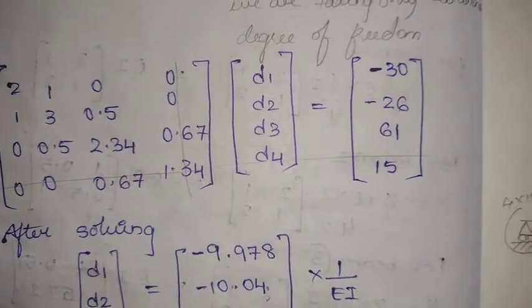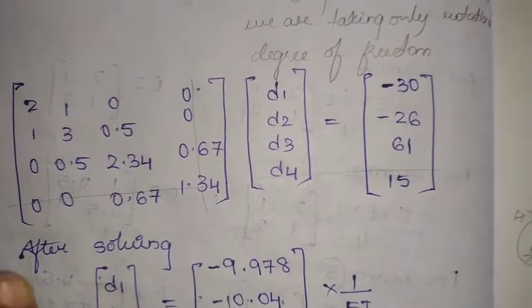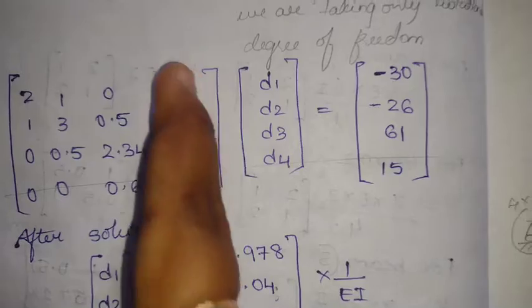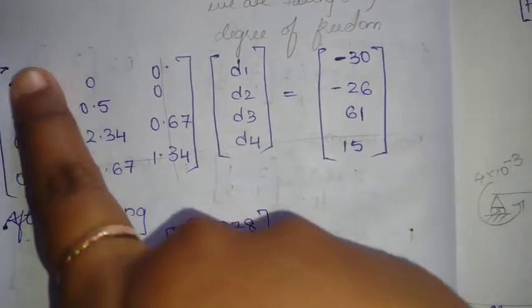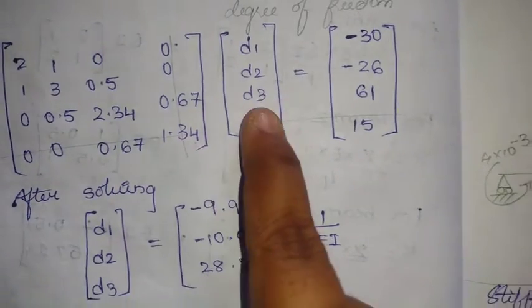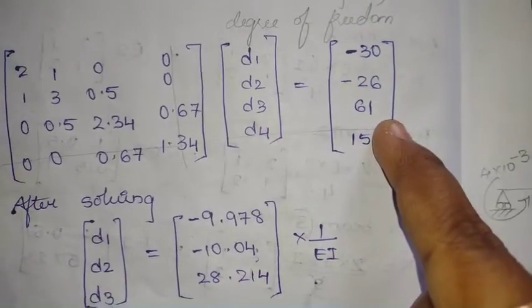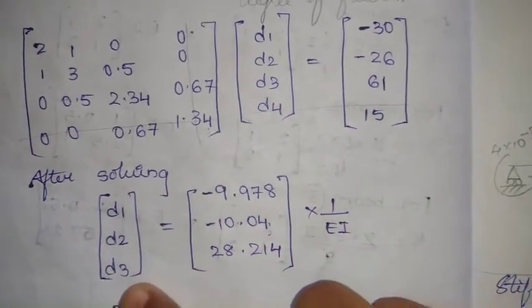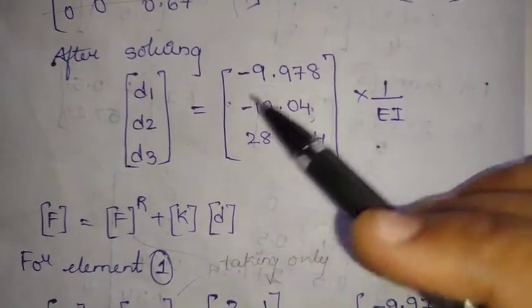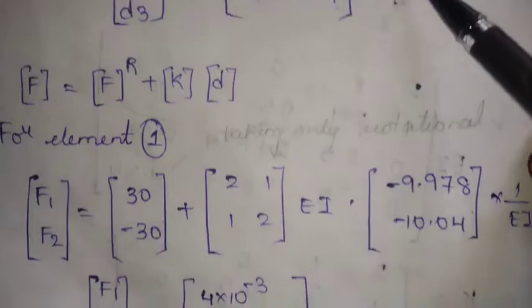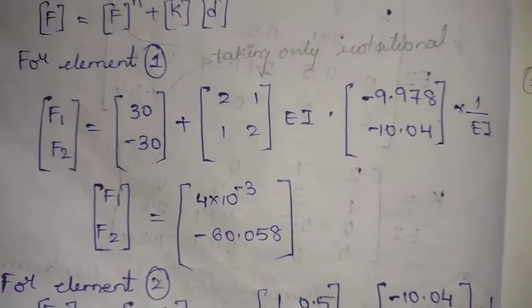See, this is the final KD equals F matrix, but here we have to eliminate the fourth row and fourth column. The entire row and column is eliminated, so we'll get a 3 by 3 matrix over here. This is the D matrix and this is the F matrix. After solving, we will be getting D1, D2, D3 values. Next, we are now getting the individual matrices.